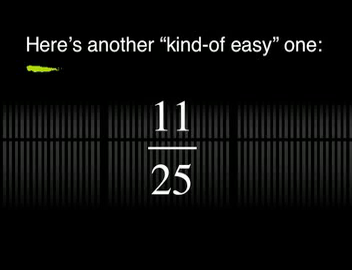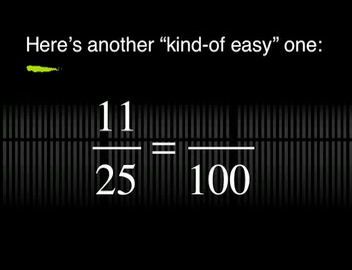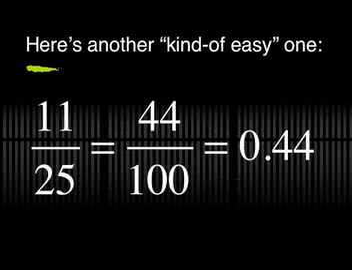Here's another kind of easy one. When we see 25s, we can immediately think about money, right? So some invisible math of times 4 will get us 44/100ths, which we would write 0.44.